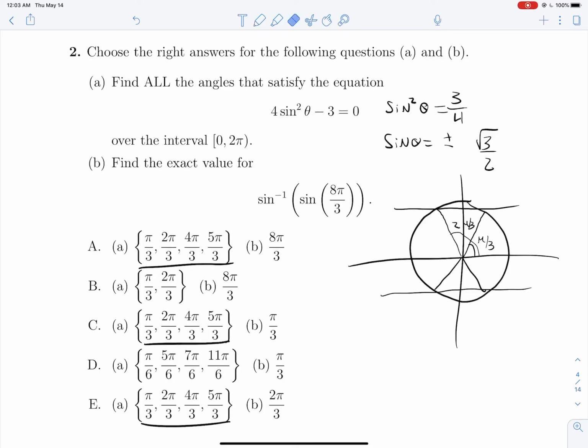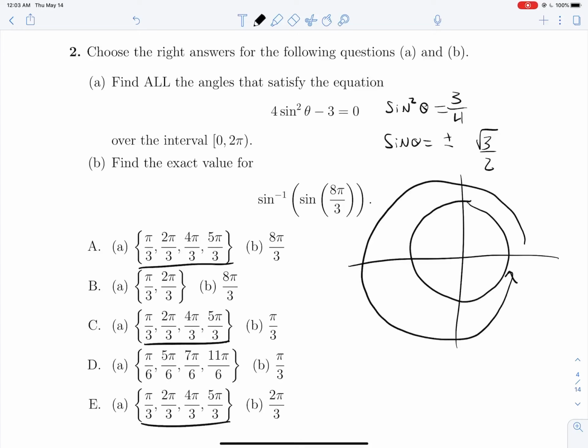Now let's solve this one. We are trying to find the sine of 8 pi over 3. Well, if I clean up this unit circle a little bit, what is 8 pi over 3? Well, we can go all the way around our circle once, and that's 6 pi over 3.